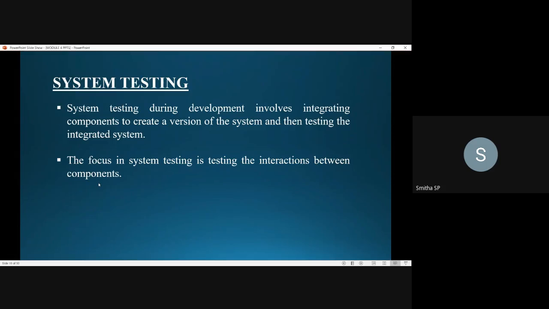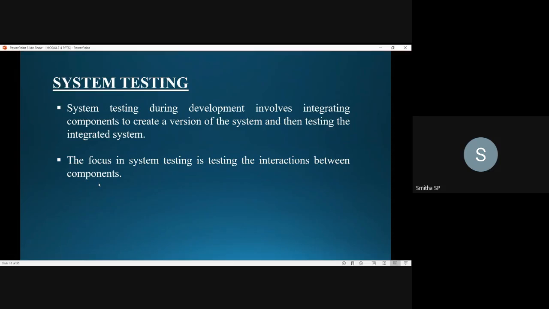The individual components are tested in component testing, but when they are integrated to form a system as a whole, we need to check the interactions between those components. So that's why we perform system testing. The main aim of system testing is to check the interactions between the components. It checks that the components are compatible and interacting correctly, and whether the components are transferring the right data at the right time across their interfaces. So this is checked in system testing.